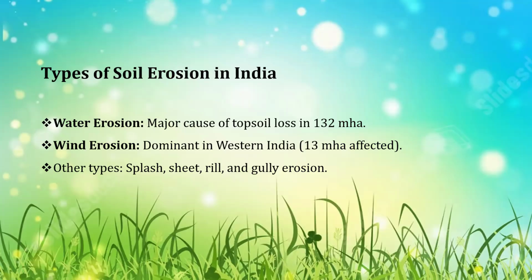And the second one is wind erosion. While less widespread than water erosion, it is highly localized and destructive. It is a dominant form of erosion in western India, particularly in the arid and semi-arid regions of Rajasthan and Gujarat. It affects about 13 million hectares. Strong wind lifts and transports loose dry soil particles, often leading to desertification. That's all about these types of soil erosion in India.